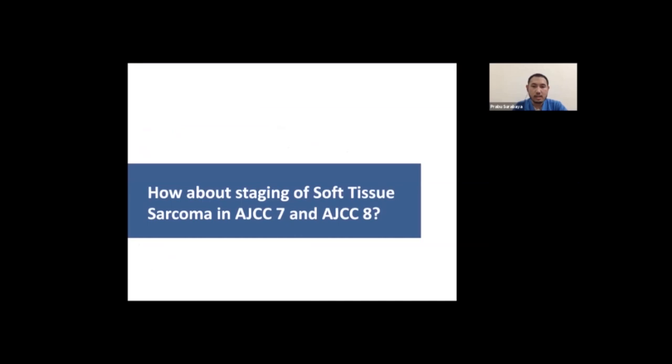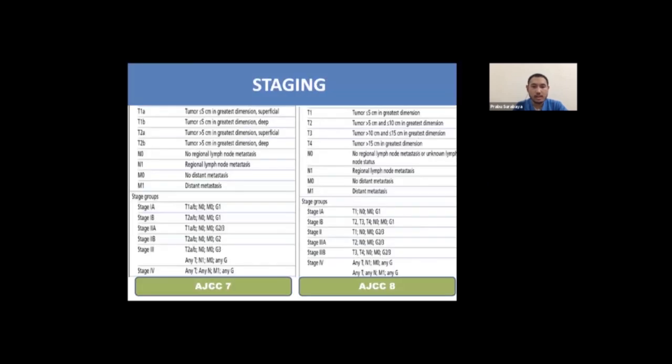Now, how about staging of soft tissue sarcoma in AJCC 7 and AJCC 8? There's a difference too in staging of soft tissue sarcoma in AJCC 7 and AJCC 8. We can see AJCC 7, and on the right is AJCC 8. In AJCC 7, the T still uses the depth of the tumor, but in AJCC 8, the depth of tumor is not used again. And the lymph node metastasis in AJCC 7 is classified as stage 3, but in AJCC 8, the lymph node metastasis is classified as stage 4. So we must be careful too in differentiating the use of AJCC 7 and AJCC 8 in the soft tissue sarcoma staging system.